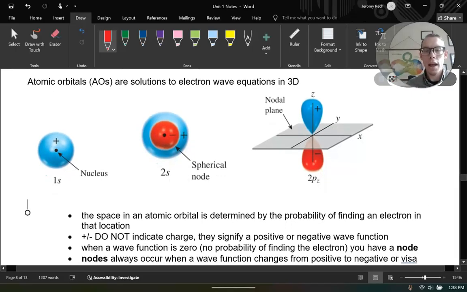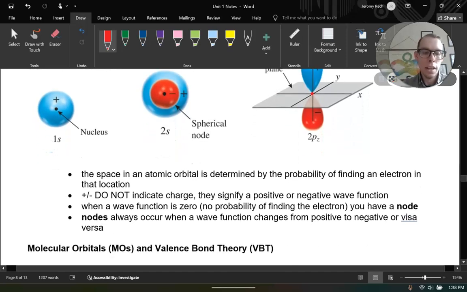Now, a node is going to be a location, for example, in your p orbital, right here at that center spot. This would be depicted as a pz orbital because it's going directly on the z-axis. There's also a px and then a py going on the x and the y-axis. That node is going to be a location where there are zero electrons. There's zero probability of finding that electron existing.